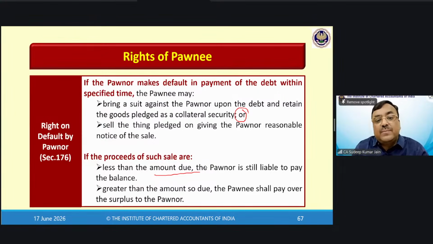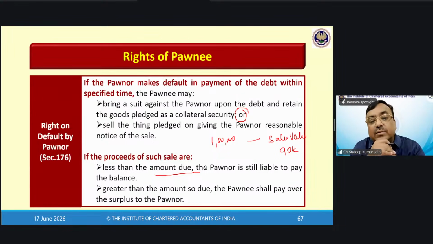suppose the loan amount is rupees 1 lakh and the sale value is 90,000. The owner is still liable to pay the balance. Means owner is liable to make the payment of 10,000. Loan amount is 1 lakh, sale value 90,000. So then he has to pay the 10,000 rupees.